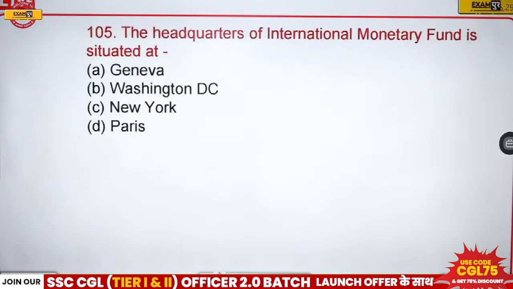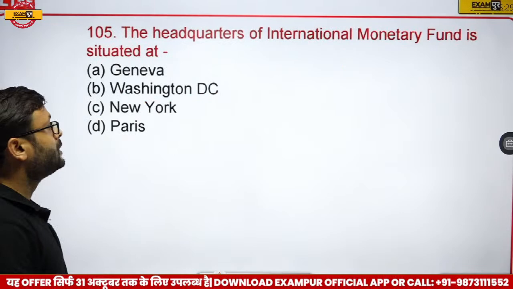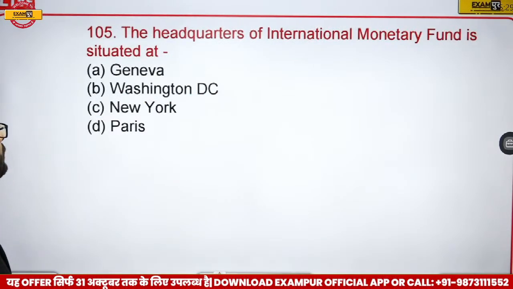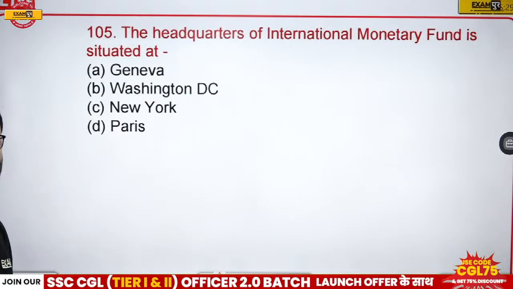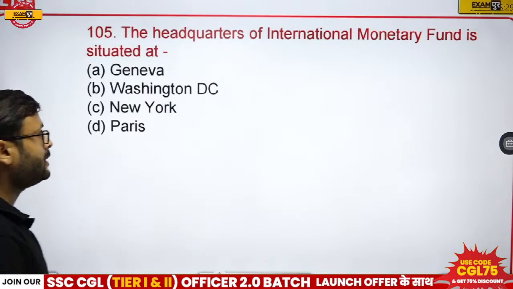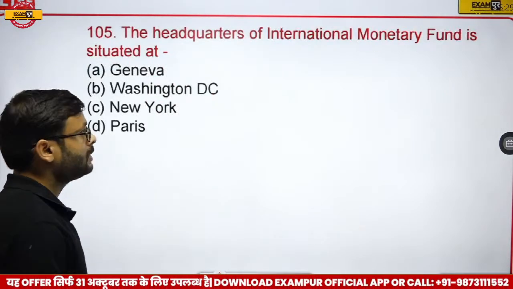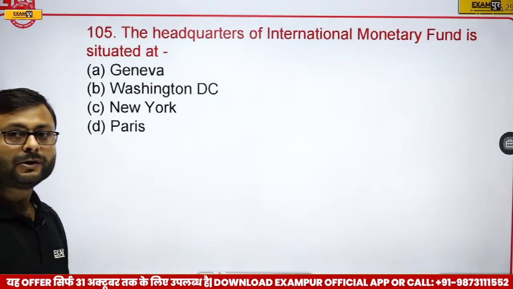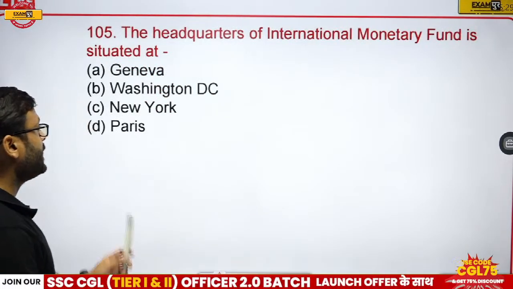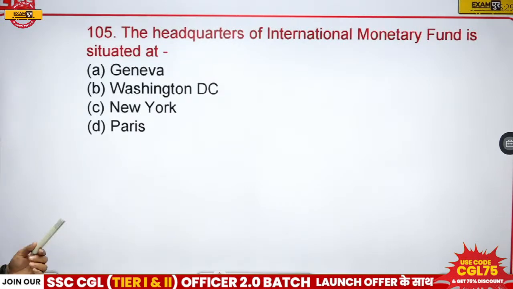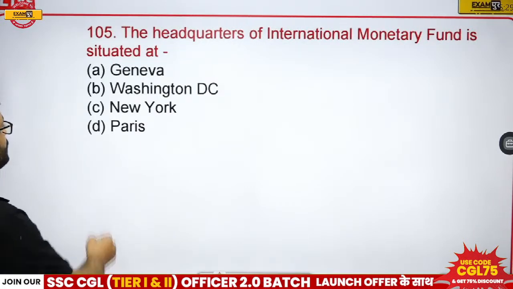Okay, now come to question number 105. The headquarters of the International Monetary Fund is situated at. We have already discussed the UN. Now comes the IMF. So the headquarters of the IMF is situated at Washington DC.